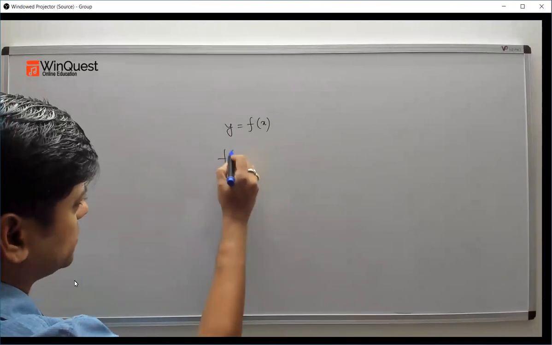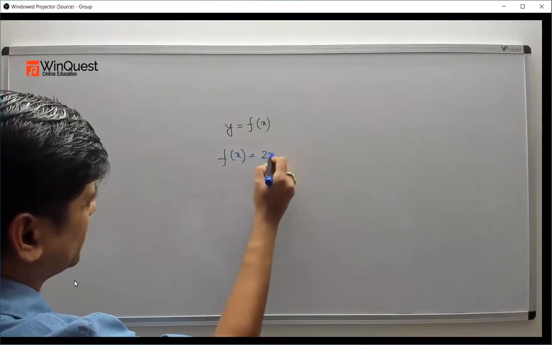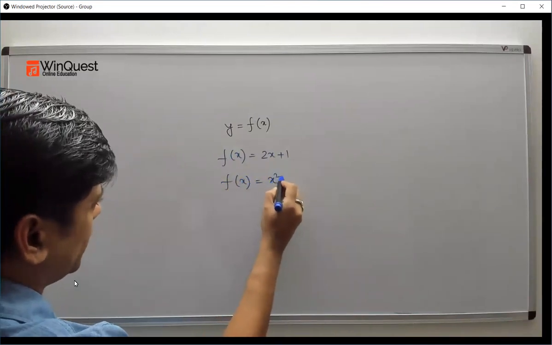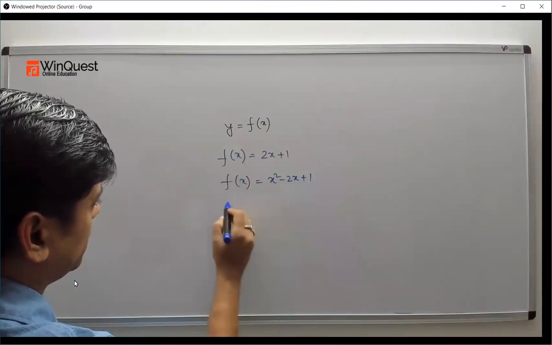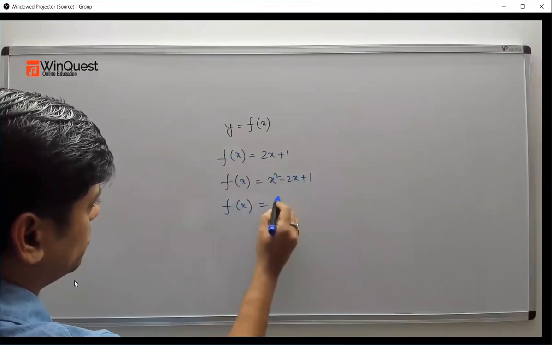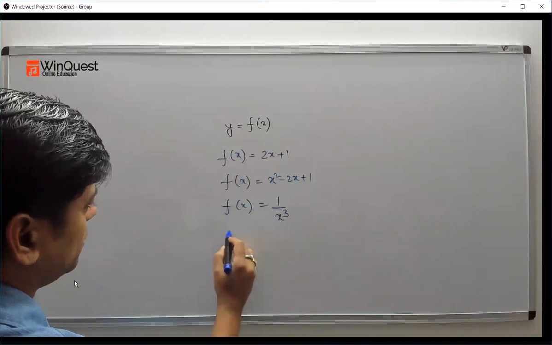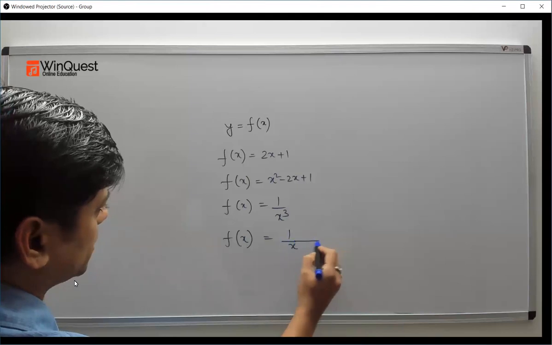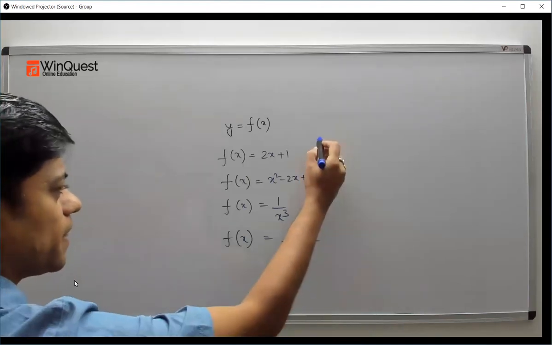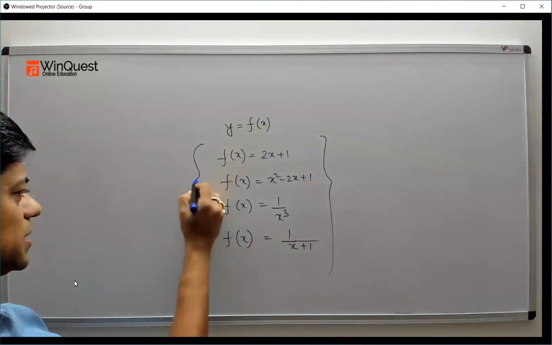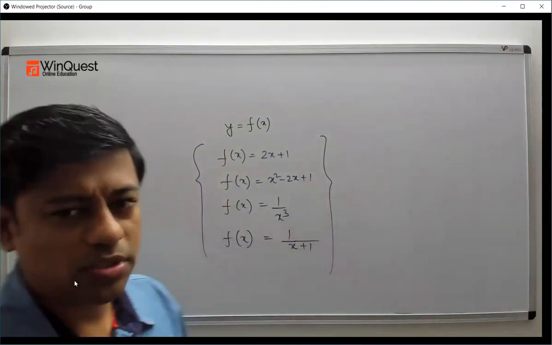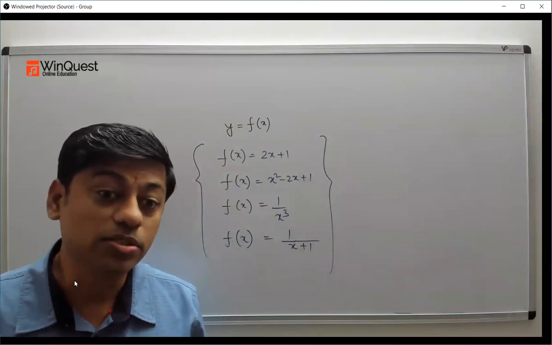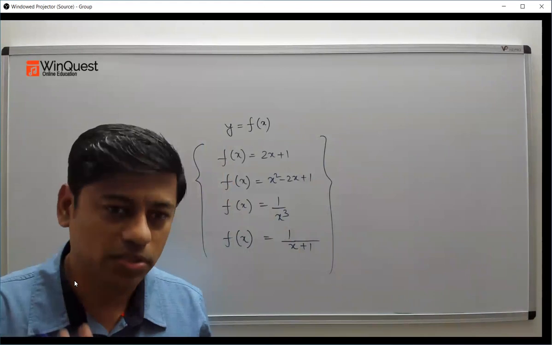We say f(x) equals 2x plus 1. We say f(x) equals x squared minus 2x plus 1. And then we also say f(x) equals 1 by x cubed. And then we also say f(x) equals 1 by (x plus 1), like this. Okay. Now, these are all expressions. But how are they written? They are written in function form.